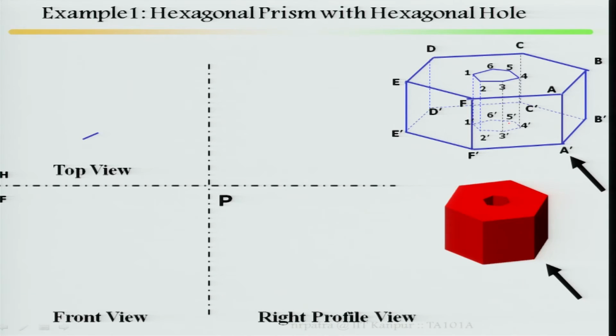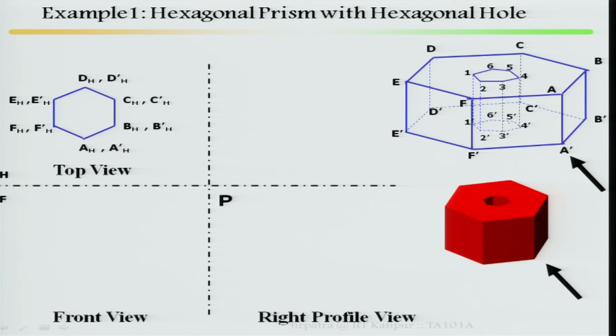Then in the top view, first draw the outer hexagon, then mark it. Because it is in the top view, the horizontal plane, mark it AH, BH, CH, DH, EH and FH. Then, because it is at the top view, A and A prime will merge. If you look here, AH and A prime H, both points are coming.